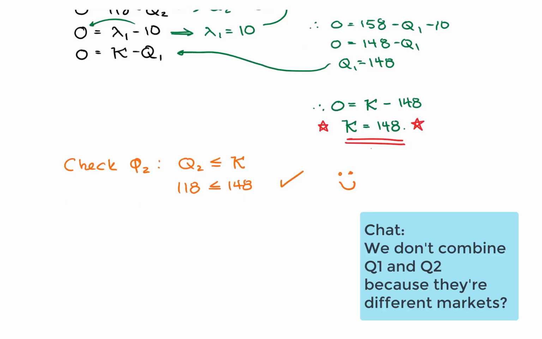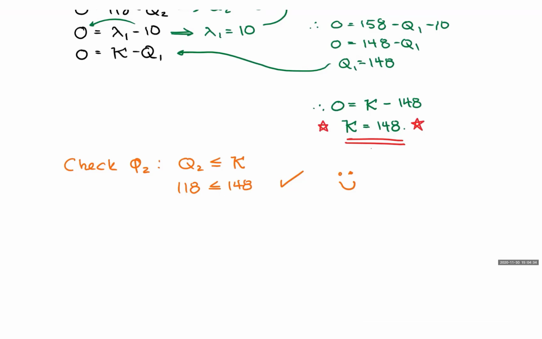That's right. What we're looking at are two separate markets, and that's why we do not combine them. These are independent-ish markets, meaning that they happen at independent times. They don't overlap in time. They're both dependent on the capacity of the theater, but they're not dependent on each other's demand.